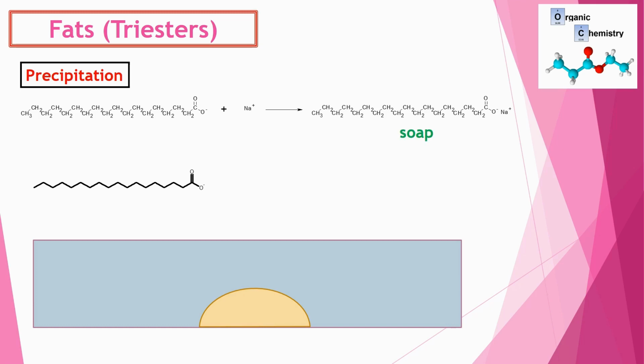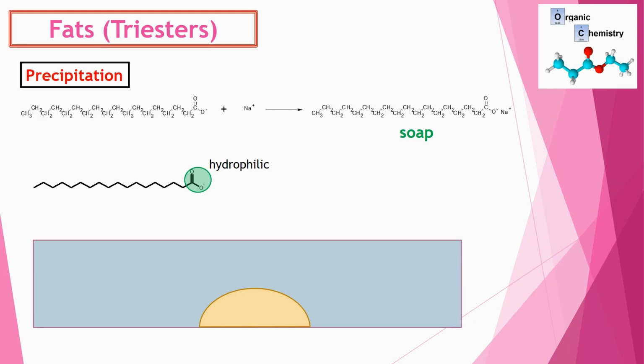So this is what it looks like. This is our soap. This end of our carboxylate ion, or the weak base of the fatty acid, we're just going to call this the soap at the moment. This is the bit that works when we dissolve it in water.